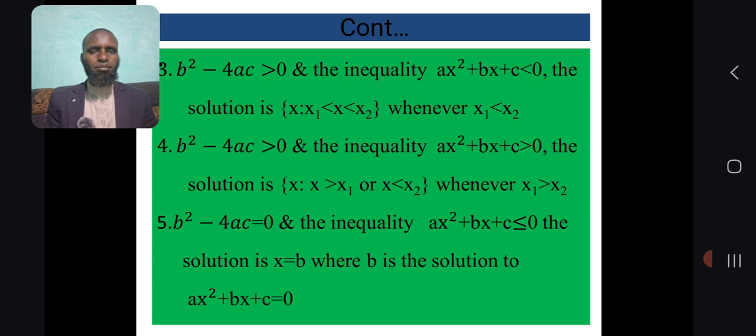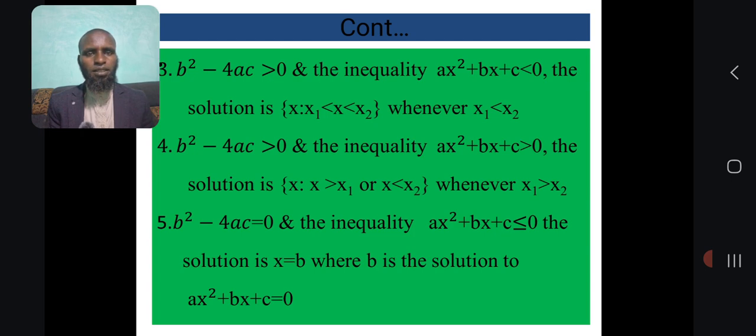The third, b squared minus 4ac greater than 0 and the inequality x squared plus bx plus c less than 0. The solution is x such that x1 less than x less than x2, whenever x1 is less than x2. It's very general. In the first example, we got a similar answer to this.